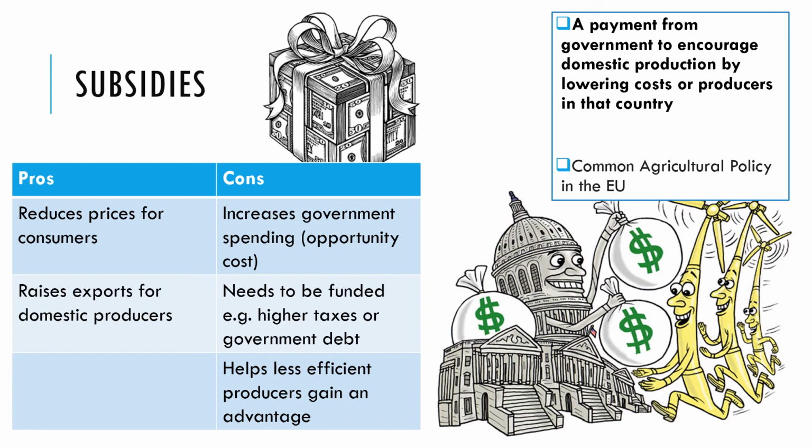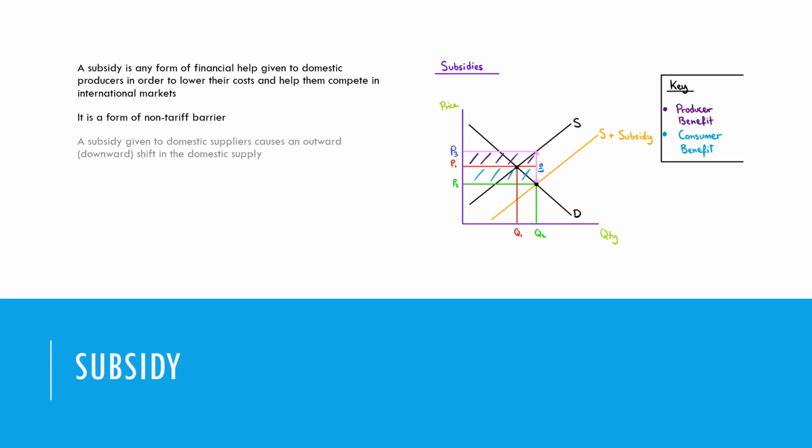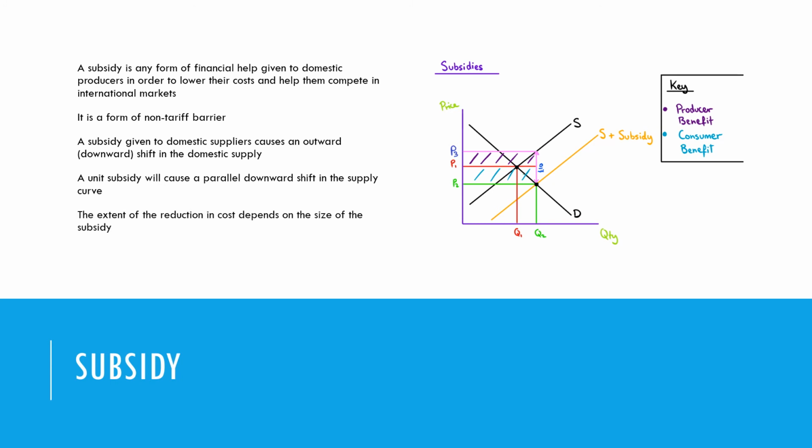The cons, well, the big one is the opportunity cost. This also needs to be funded somehow, perhaps through higher taxes or government debt. And again, it's really helping out less efficient producers gain an advantage, so it's distorting comparative advantage. Again, some more information on subsidies here. A subsidy is a form of non-tariff barrier. We might always evaluate it by talking about how it depends on the size of the subsidy.